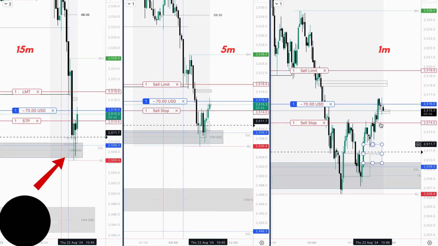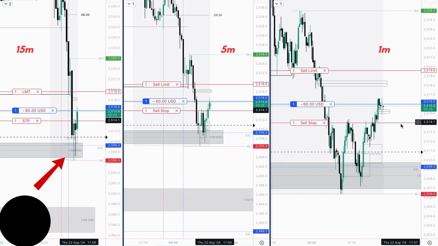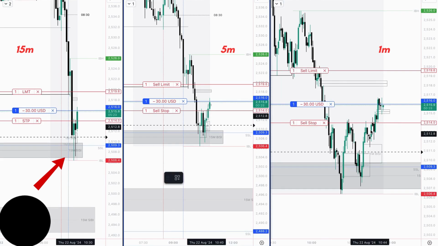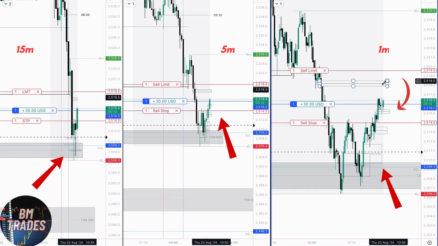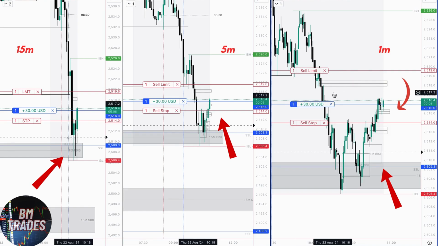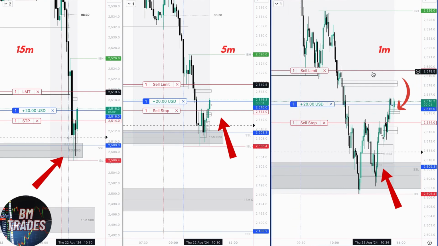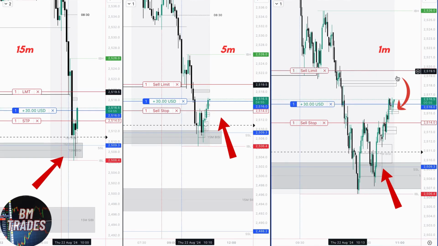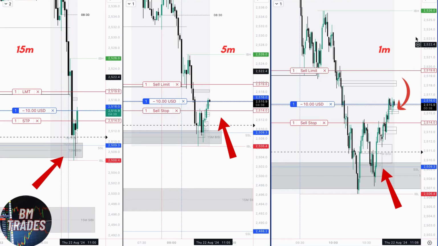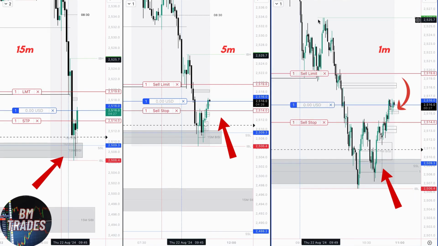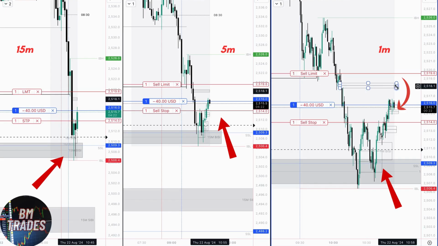I use the fair value gaps on the 15-minute, 5 minute, and 1 minute. For example, this 15-minute here, the far left screen. Once I see rejection off of a 15-minute BISI, buy side imbalance, sell side inefficiency, basically a 15-minute fair value gap. Once I see a rejection, just like you see here with these three candles forming huge wicks to the upside, then I look for confirmation, a displacement on the 5 minute.